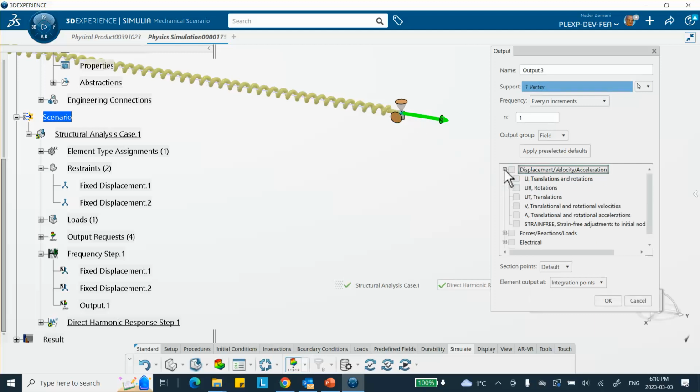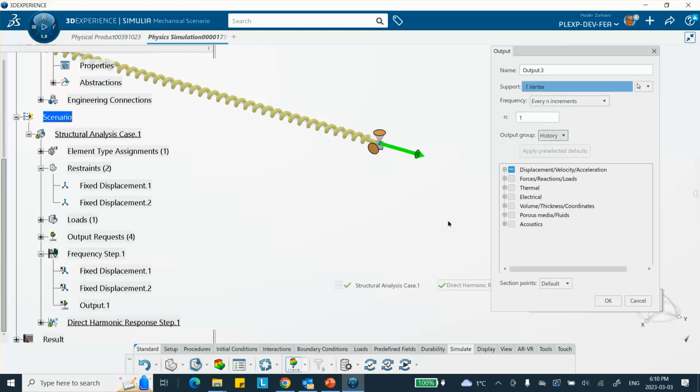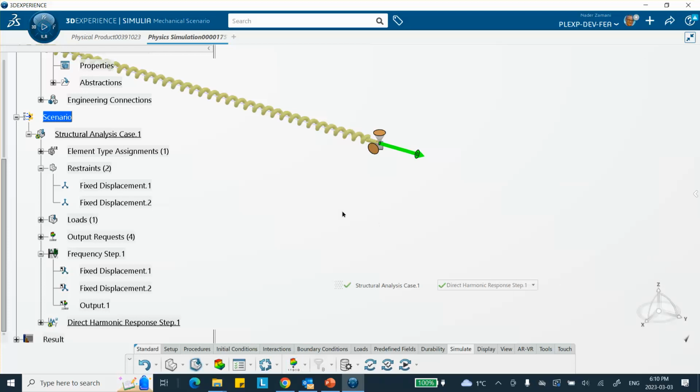And displacement is what I want, translational displacement. That's pretty much it. And it's the not field one, history. Okay, history, every increment, and we say okay. Good.